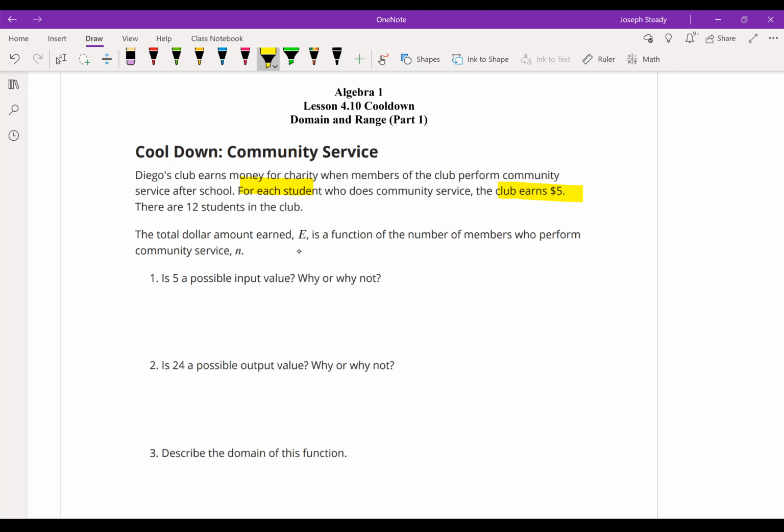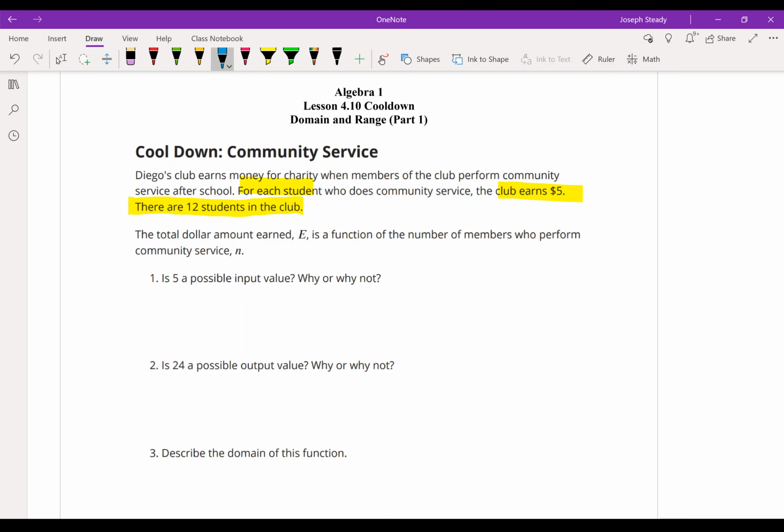Now this is another important part of the problem though. There are 12 students in the club, so it seems like we have some maximum number of students we're allowed to use. So let's break down this first problem. Is 5 a possible input value?